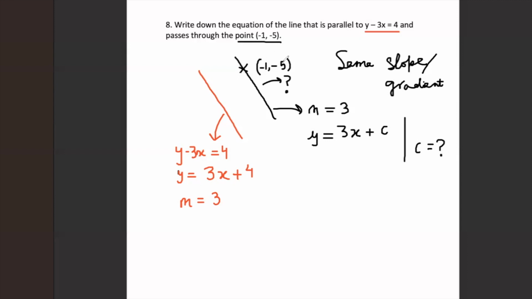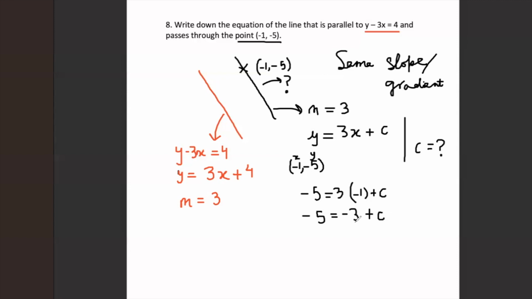So let's substitute this point here, this point minus 1, comma minus 5, to find out what is c. So if we substitute x as minus 1 and y as minus 5, this equation should become minus 5 equals 3 times minus 1 plus c. So minus 5 equals minus 3 plus c.